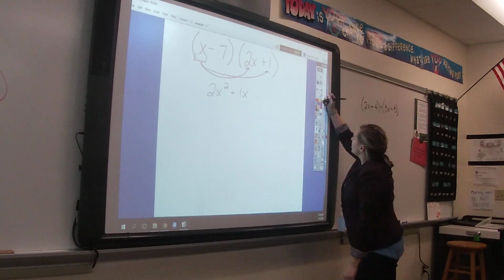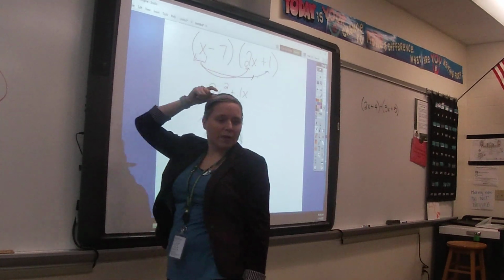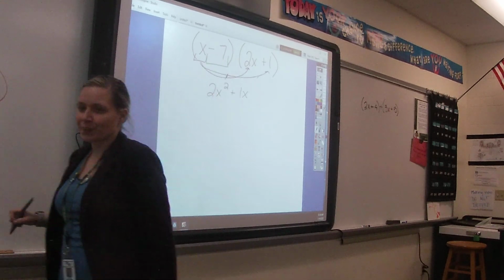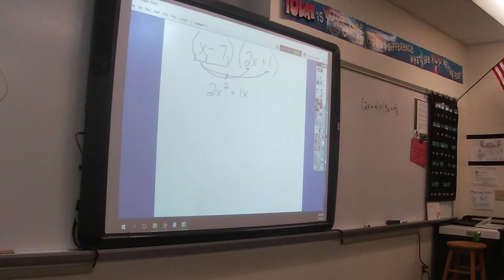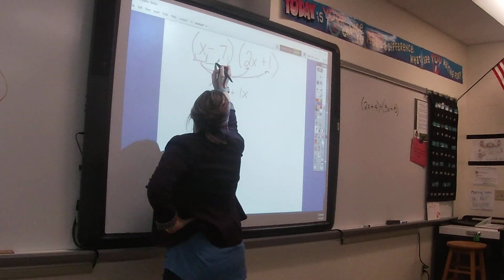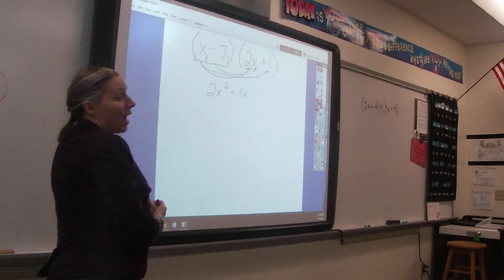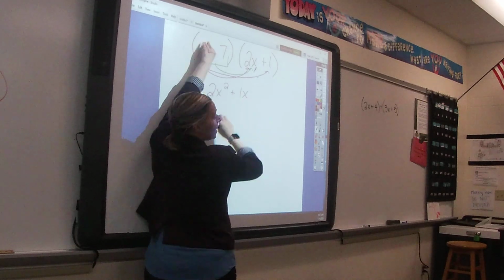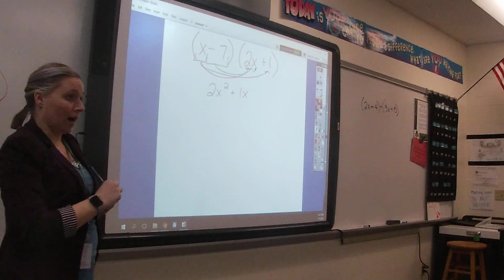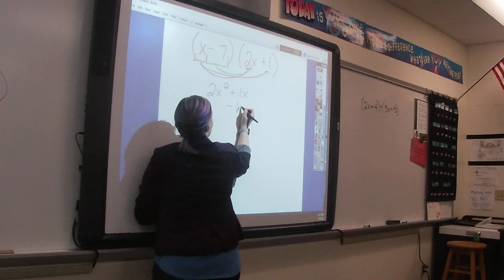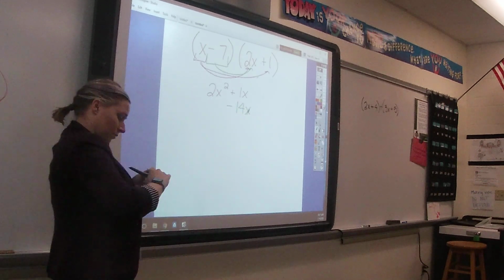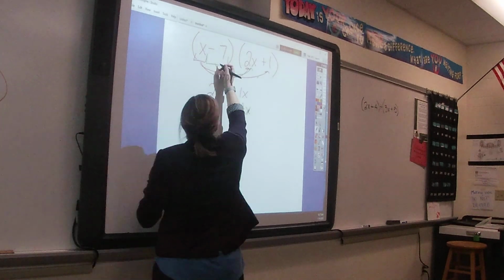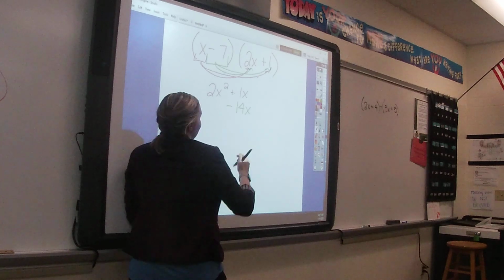Then we're going to switch to the second term. What's our second term on this one? -7. Excellent. Now we're going to distribute a -7. So negative 7 times 2x is negative 14x. Is that a like term to either of those? Yeah, it's a matching one here, so a negative 14x. And a negative 7 times 1 is a negative 7.